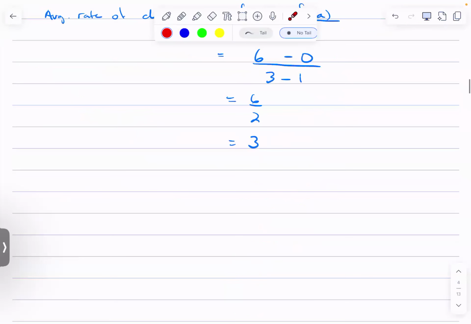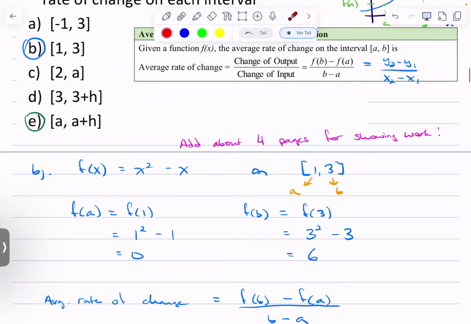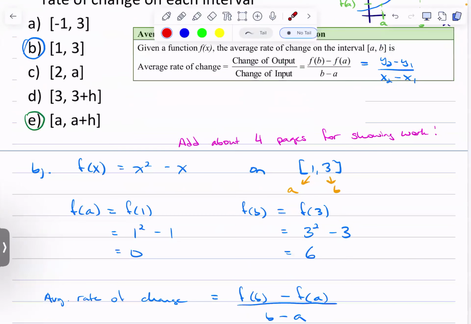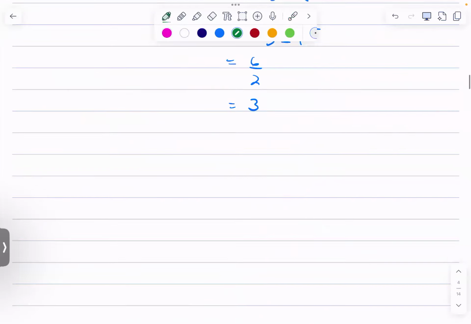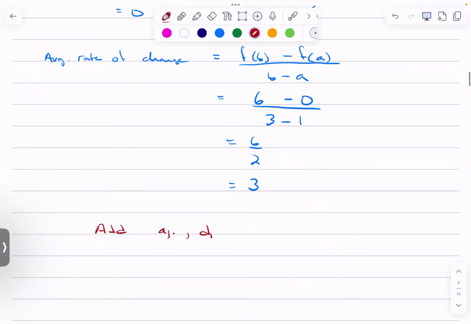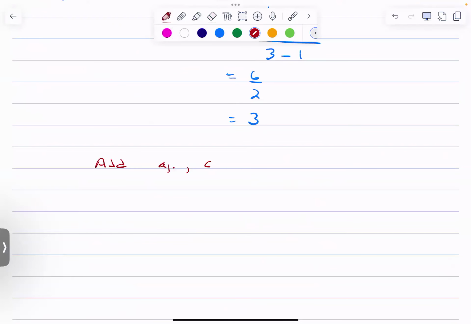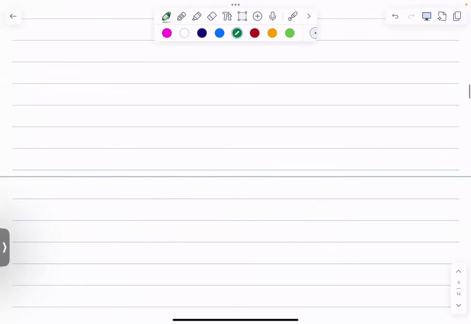And because I'm adding the work for C and D later, I'm just going to start a fresh page with E, because otherwise it might be confusing. I'll make a note here: add A, C, and D. Hopefully I remember.